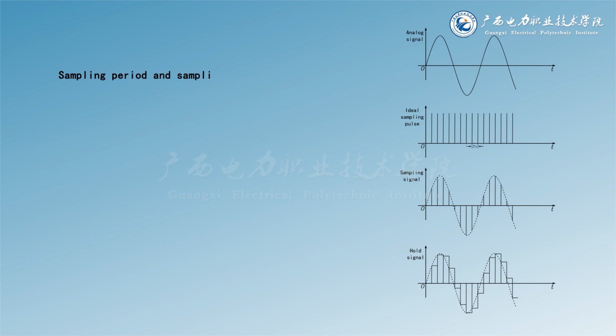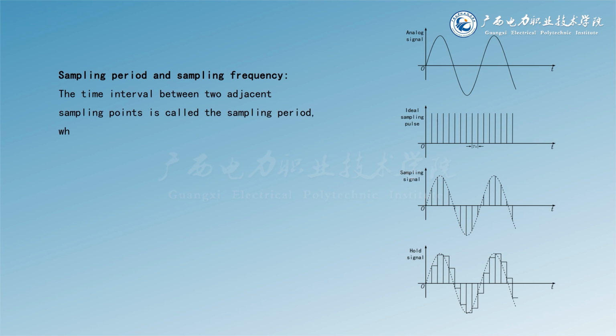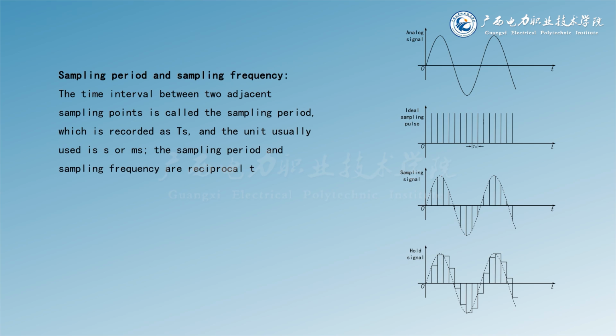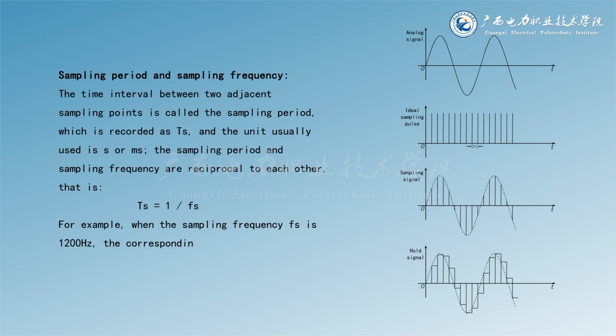Sampling period and sampling frequency. The time interval between 2 adjacent sampling points is called the sampling period, which is recorded as TS, and the unit usually used is seconds or milliseconds. The sampling period and sampling frequency are reciprocal to each other, that is, TS equals 1/fs. For example, when the sampling frequency fs is 1200 Hz, the corresponding sampling period TS is 0.833 milliseconds.